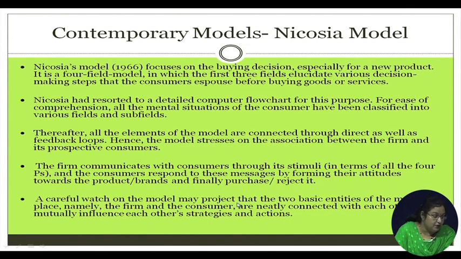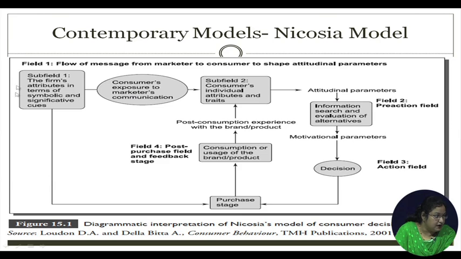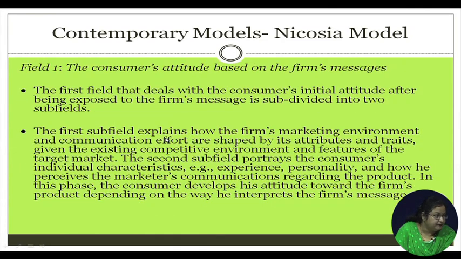A careful watch on the model may show that there are 2 basic entities in the market. Here one is the marketer, that is the firm, and another is the customer. So, they constitute 2 subfields in field 1. We talk about field 1 in detail: this is the consumer's attitude based on the firm's messages. This is the first field that deals with customers' initial attitude after being exposed to the firm's message, and this is subdivided into 2 subfields, which I have said.